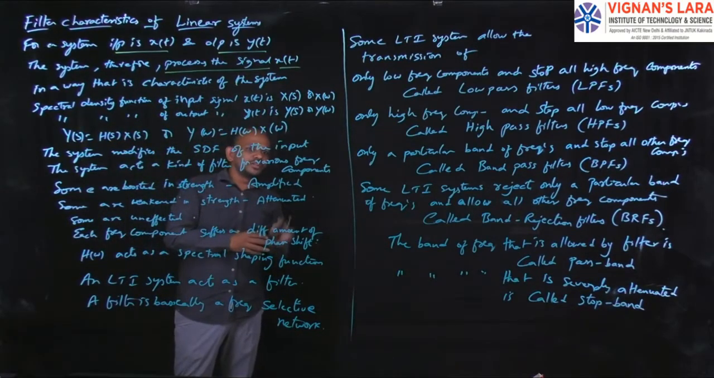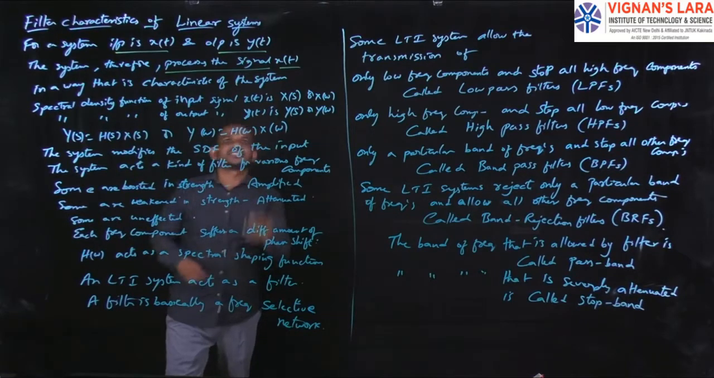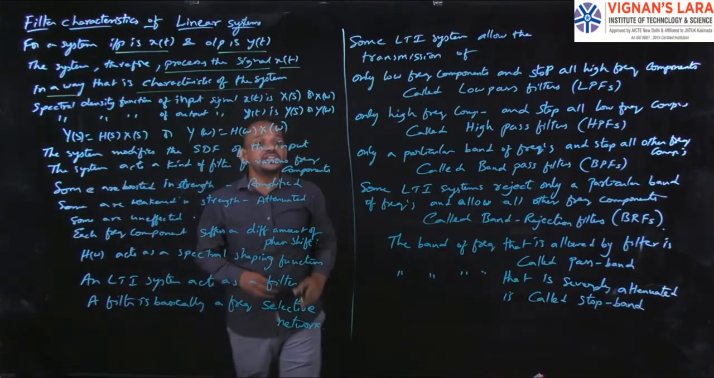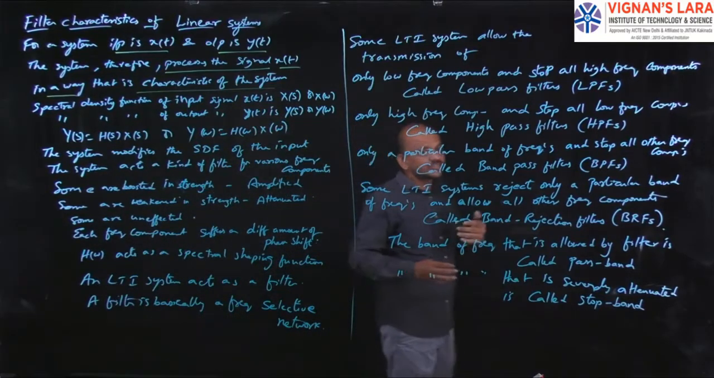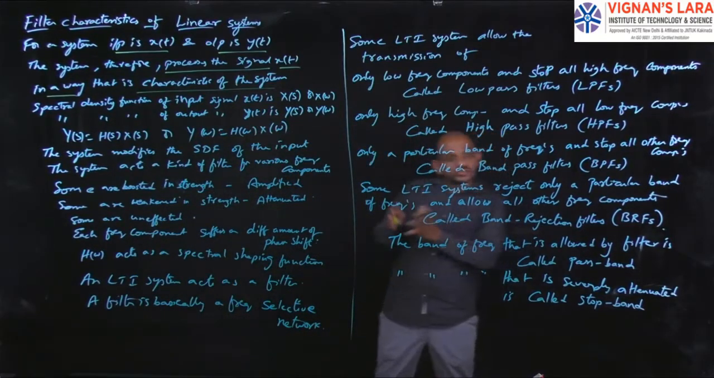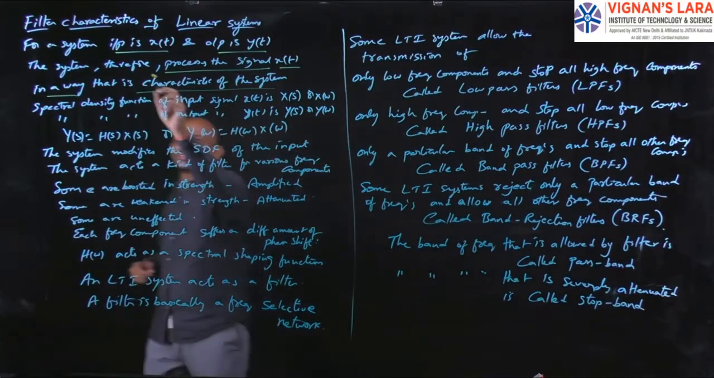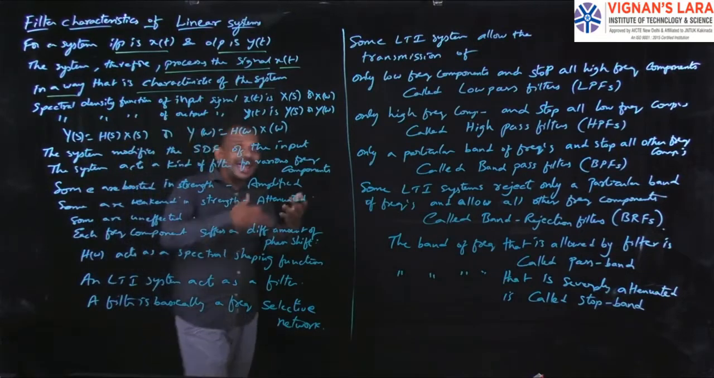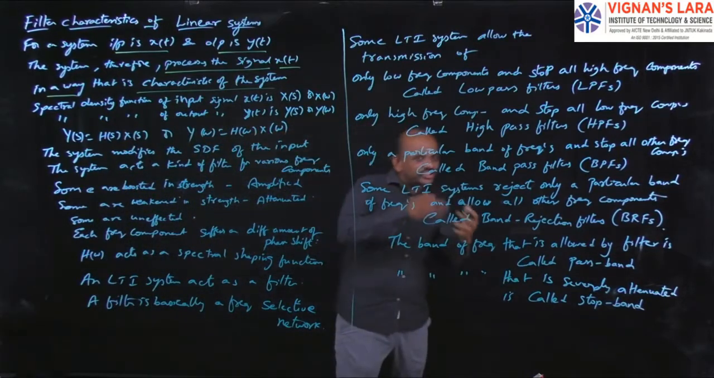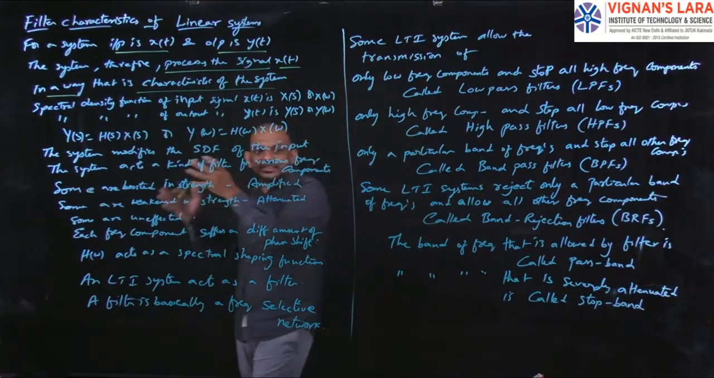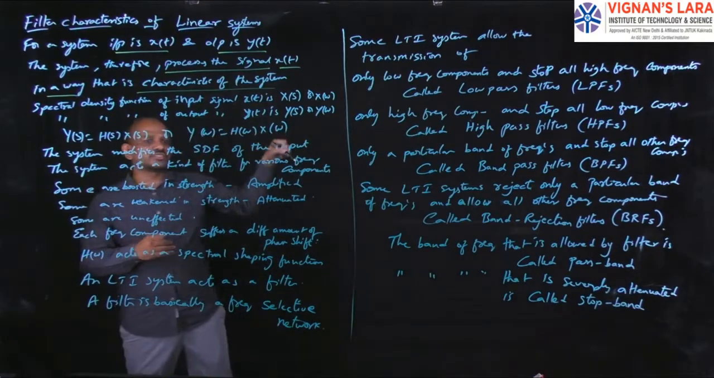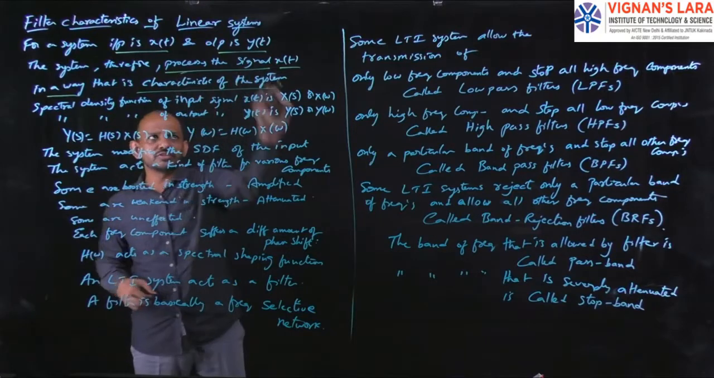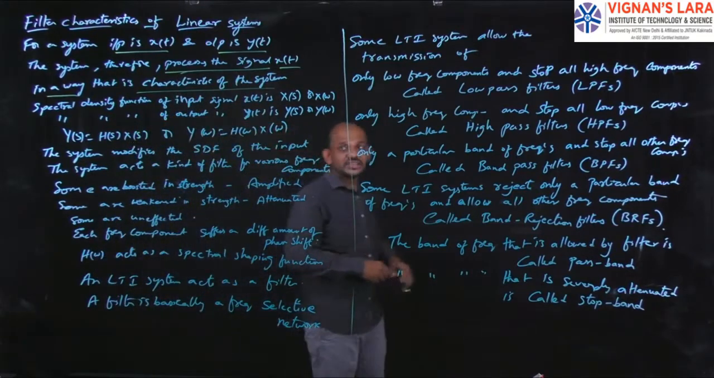The system is processing the signal x of t in a way that is characteristic of the system. It depends upon the characteristic of the system. Depending on the characteristic of the system, it will process the signal in different ways.